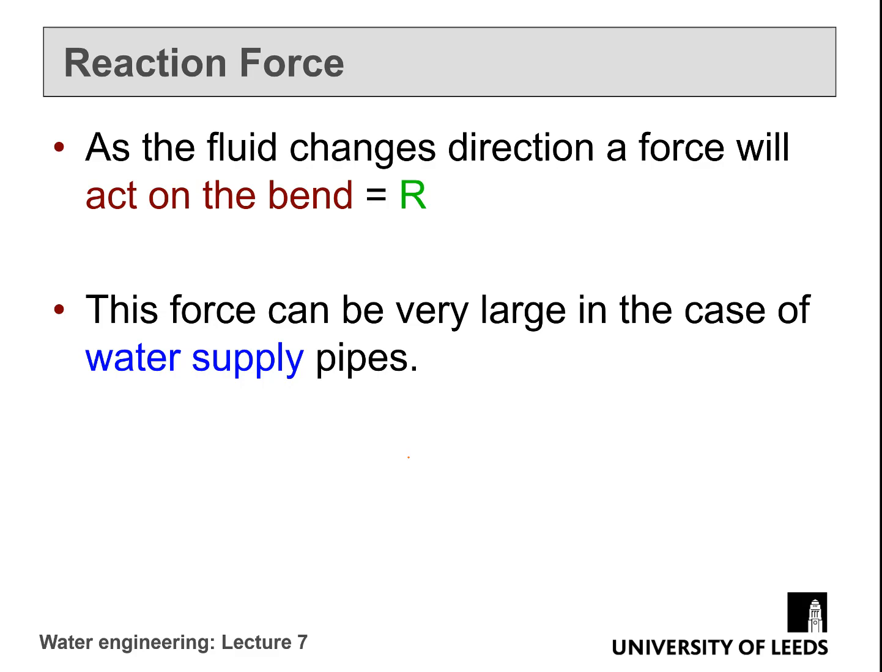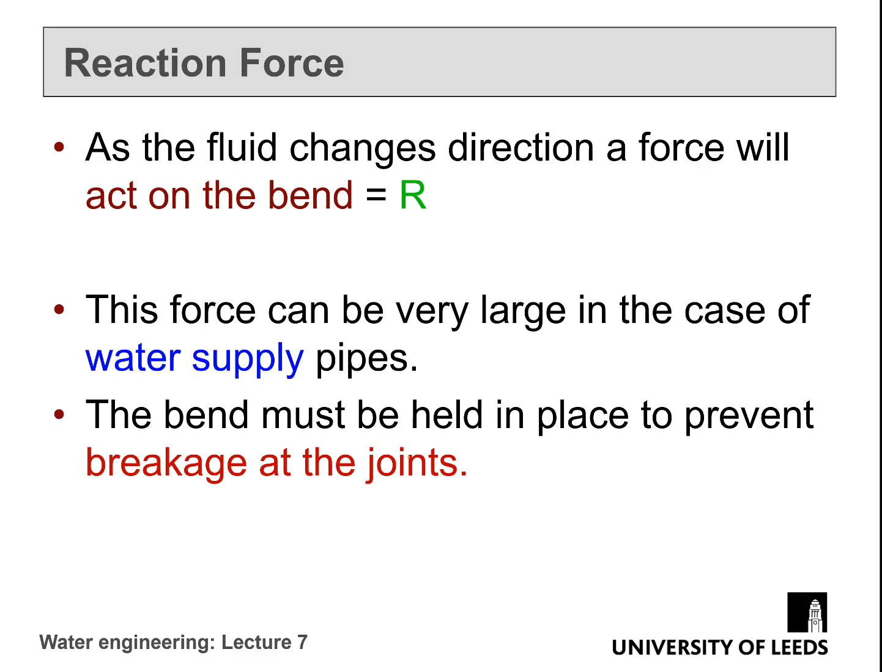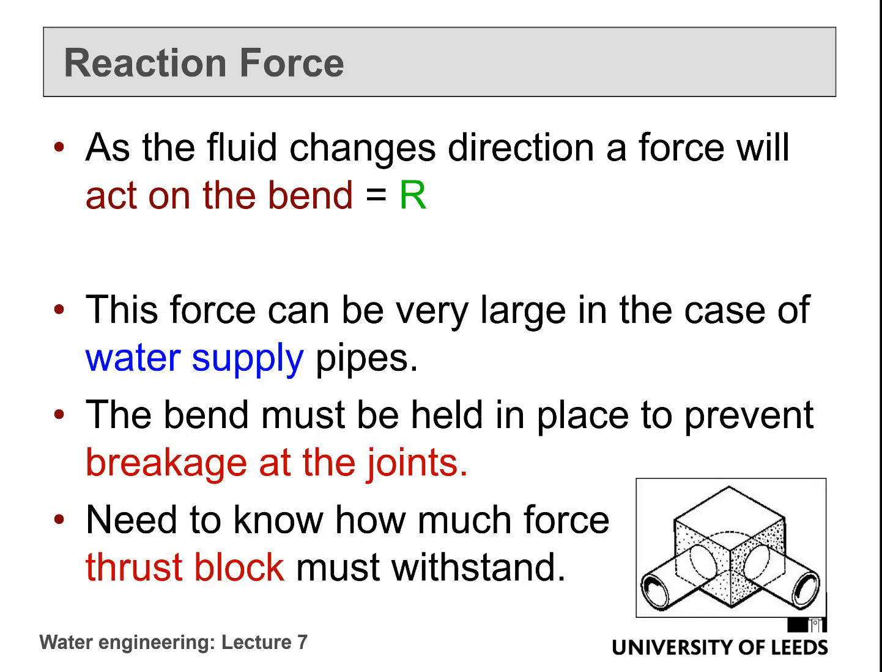As this force R is the force that will act on the bend, we'll call it capital R. This is a force that can be very large in the case of water pipes. And in the case of water pipes, you've got to hold the pipe in place. It might cause breakage at the joints as the pipe moves. So here's a concrete block, which we sometimes call a thrust block. This is a heavyweight block that withstands any force on this bend to stop it moving. So if there is a force on this bend going that way, this heavy block will prevent it from moving.